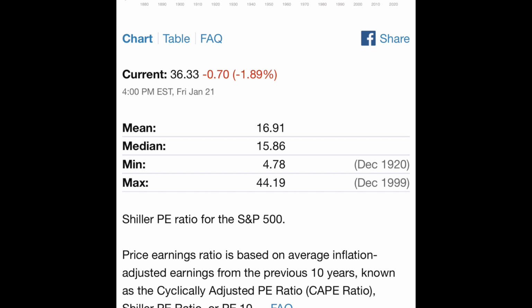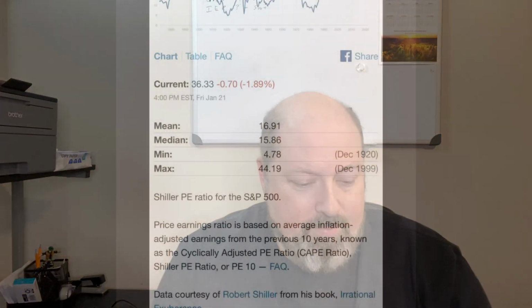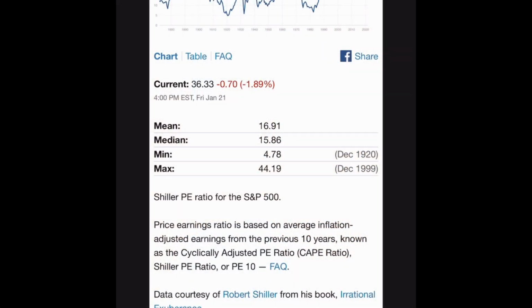This is also known as CAPE. The Shiller ratio, CAPE, it's the same thing, just stands for cyclically adjusted price earnings ratio. Actually, who created this was a Yale professor, Nobel Prize winning economist, Robert Shiller, hence the name Shiller PE ratio.